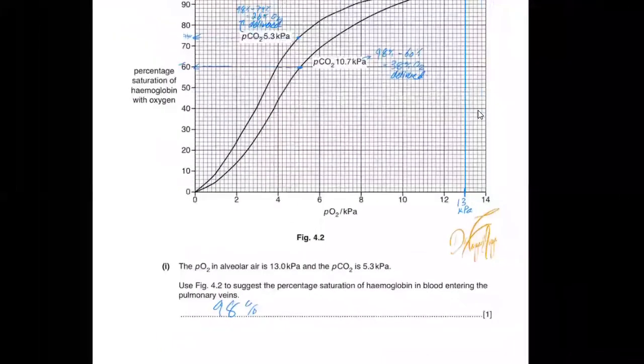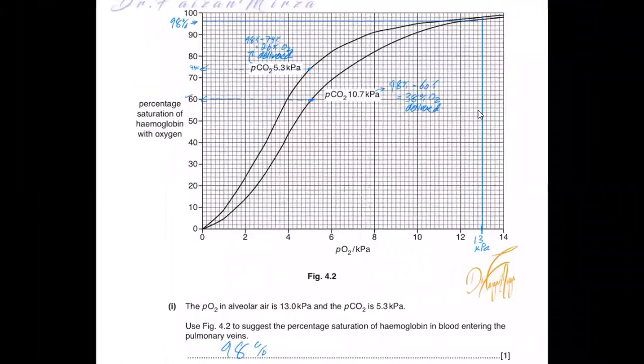They are saying that the PO2 in the alveolar is 13.0 kilopascals and the PCO2 is 5.3 kilopascal. So if PCO2 is 5.3 kilopascal, which graph will you look at? Obviously, you look for PCO2 5.3 kilopascal. This is the graph that's relevant for you. Using figure 5.2, state the percentage saturation of hemoglobin in blood entering the pulmonary veins.